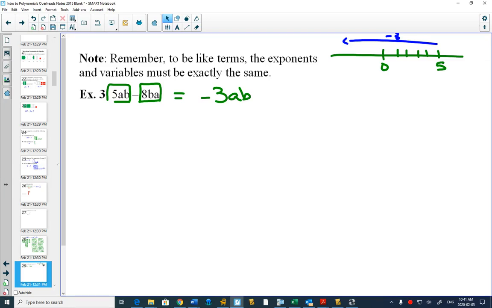But you have 5 of something, in this case it was ABs, and you subtract 8 of that same thing, you'd be left with negative 3 of that.